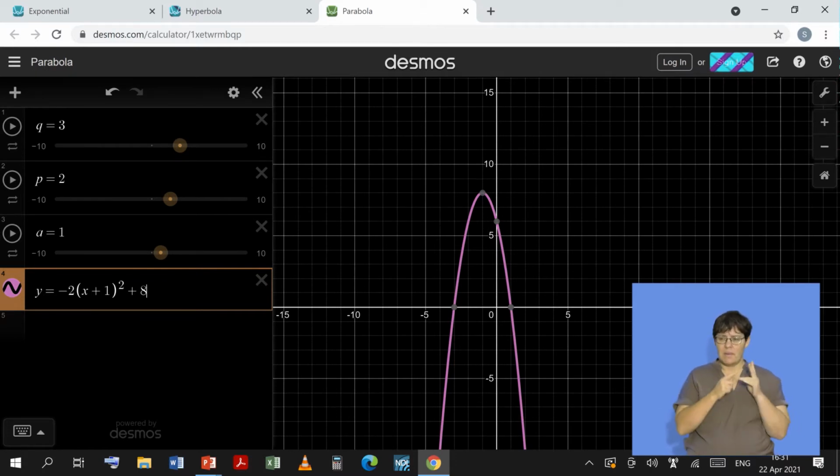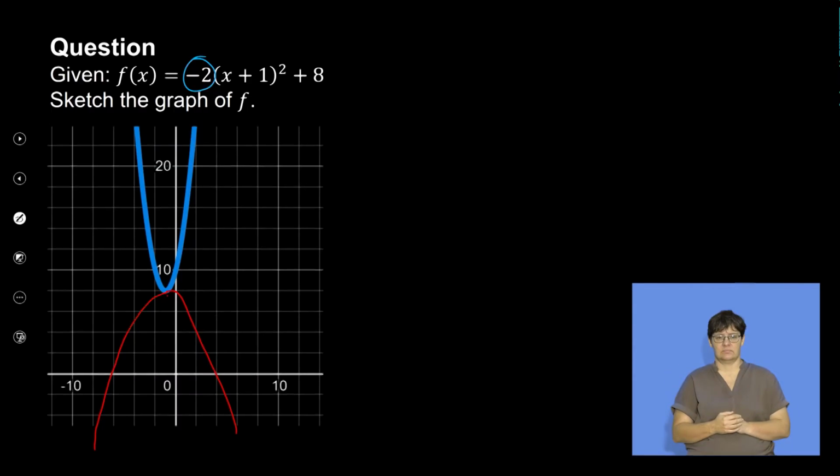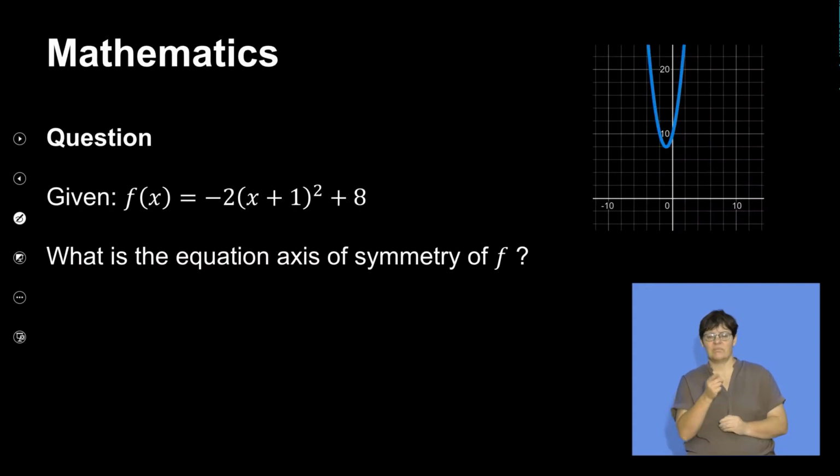So if I play around with my values, you can see that it will just change what the P is, the Q is, depending on your shift. This was shifted 1 unit to the left, 8 units up, reflected about the x-axis. And then what is the equation of the axis of symmetry of this?